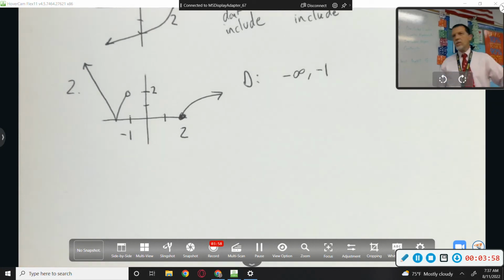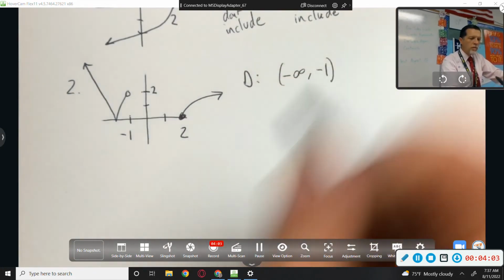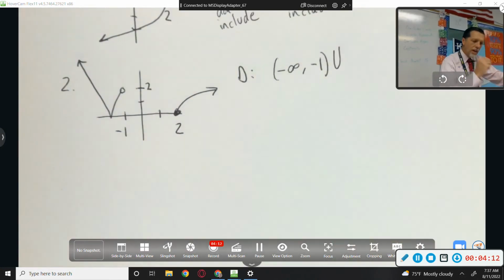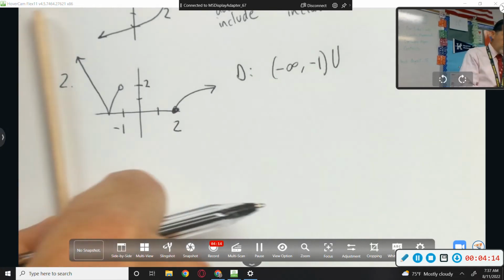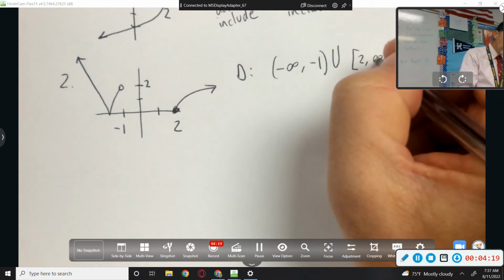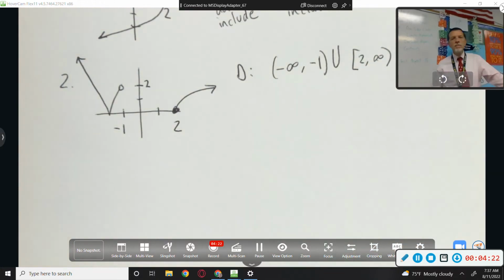Parentheses or brackets or one of each. What are we doing on this one? Parentheses on both, because we don't want to include negative 1. And then what's the symbol that means there's more stuff to write? The U. Good job. And then pick up again at 2 and go out to infinity. So you guys seem pretty good on that one. Pretty easy for domain from a picture. Just look at it left to right, think about the x values.